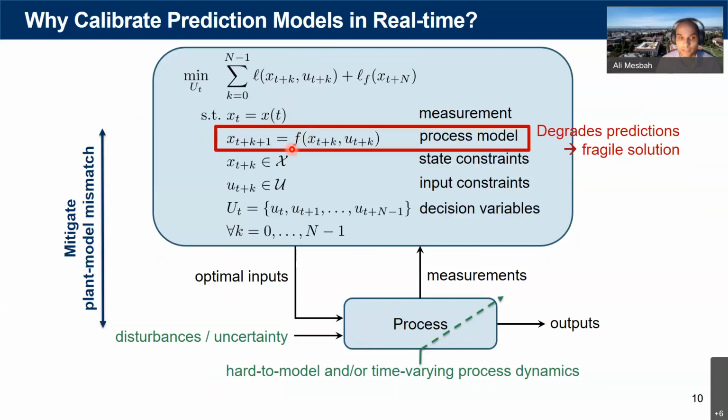Therefore, there is always some degree of model mismatch between the model that has been used in the controller and the true behavior, the true dynamics of your process. And this mismatch can really degrade your model predictions within the MPC, and accordingly really lead to fragile solutions of your controller. And the whole point in online model calibration is to mitigate this plant-model mismatch.